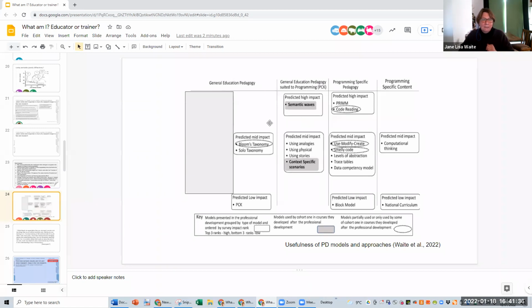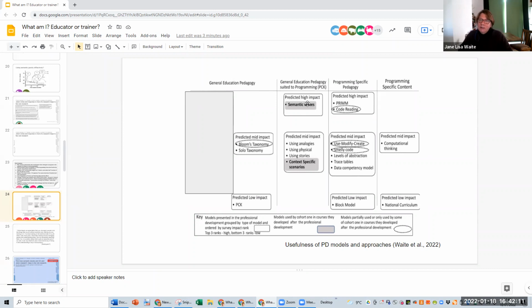But on slide 24, the things that they thought were going to be really useful were semantic waves. And we categorize those as general education pedagogy. But we think semantic waves is really useful for teaching programming, because programming is absolutely packed full of really complex concepts and very context specific activities. But they also thought all these other things that we showed them would be really useful, but they didn't use any of them. All they used was semantic waves. So it's this grey colour is what they actually used.